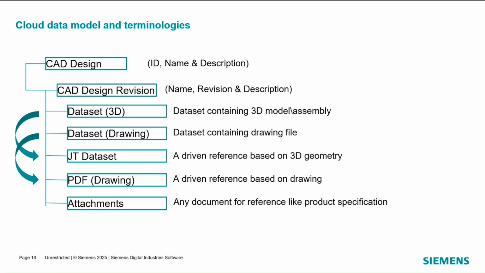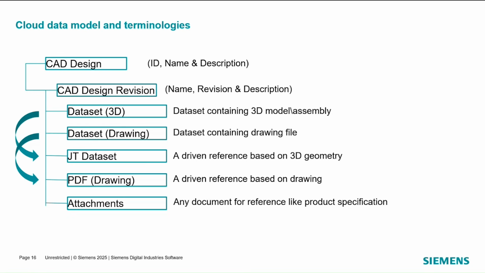So under each CAD design revision, there is a dataset which represents the 3D model or an assembly or any sheet metal part. And under that, you can also manage all your drawing files, which is also stored under the dataset, which is again under a specific CAD design revision. JT dataset is a derived reference that is basically created based on your 3D file. And with this environment, whenever you modify the 3D design, the JT dataset also gets updated and stored under the same item revision, that is the CAD design revision.